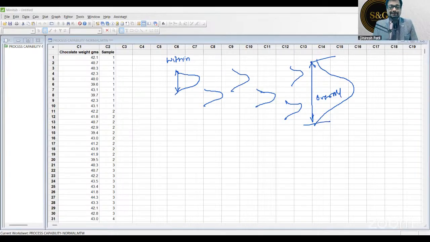I checked for 12 subgroups. Here is the result. Is there any huge difference? What is the result? There is a slight change: the Cpk has changed from 1.34 to 1.20, right? That means the process capability has slightly shifted. Try to understand this. Now your process capability is a little less. I will tell you why it is happening.